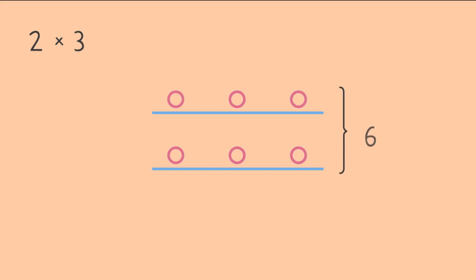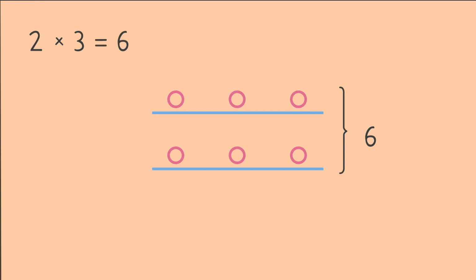Let's try this out with example 2 times 3. To start, look at the first factor. This tells us how many rows we need, so here we need 2 rows. Neatly mark the 2 rows accordingly. Then, look at the second factor, and neatly make 3 circles on each of the rows. Finally, count the total number of circles made to calculate the product. 2 times 3 equals 6.